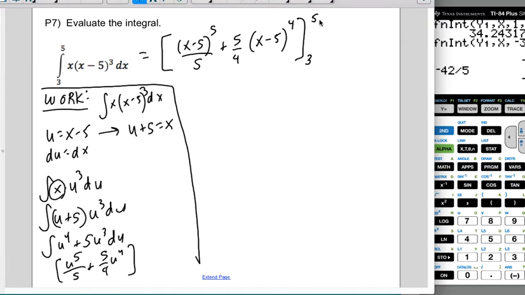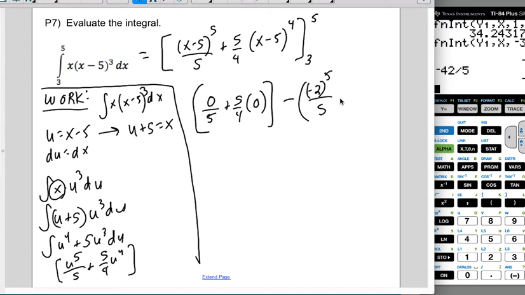The good news at least is that when I plug in 5, I'm going to get a lot of zeros. So when I plug in 5, I'm going to get 0 over 5 plus 5/4 of 0. Hey, that's nice, right? Minus, when I plug in 3, I'm going to get that this is a negative 2 to the fifth over 5 plus 5/4, and this will be a negative 2 to the fourth. Hey, this is not awful. This is much nicer than the one I gave myself.